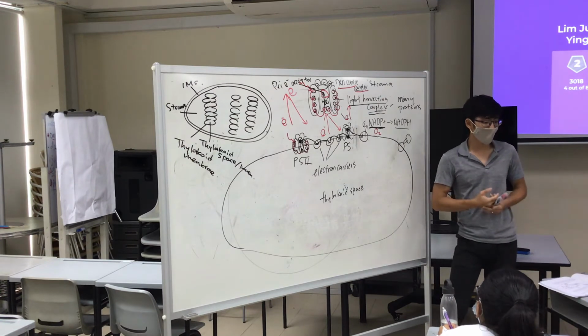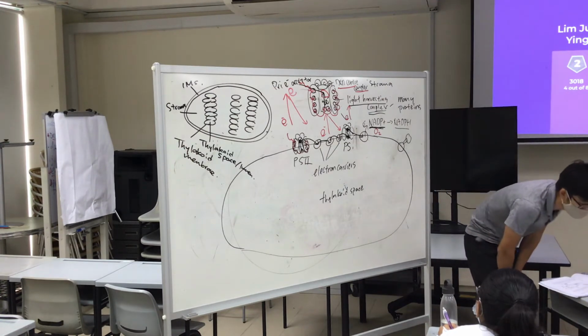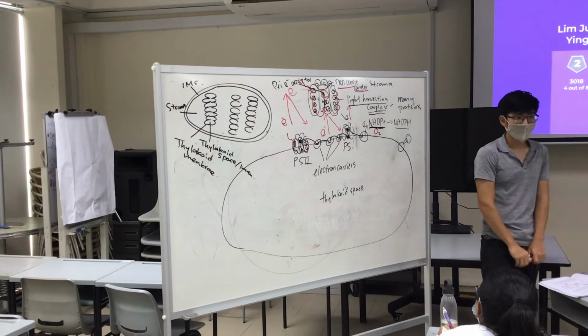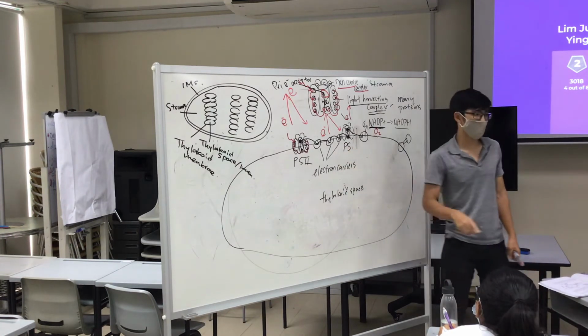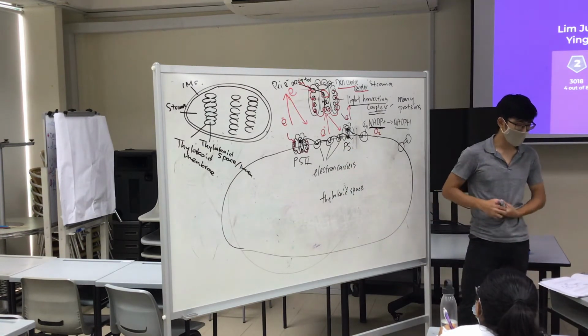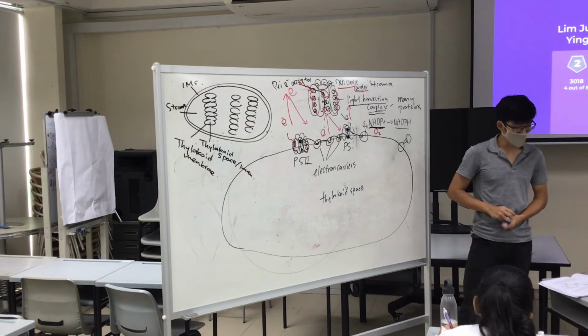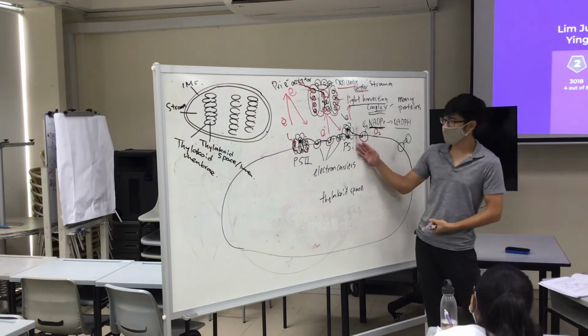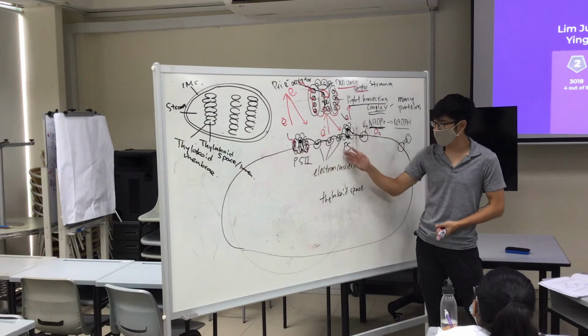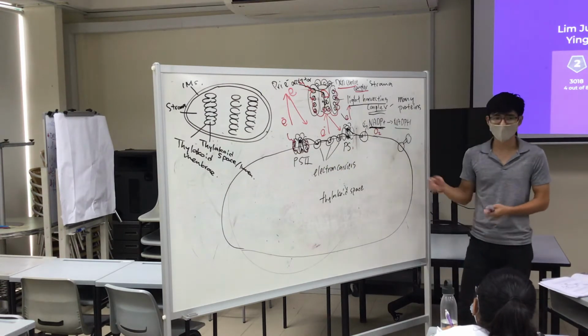So you see in your textbook there's a lot of additional things like the cytochrome complex. You actually don't need to know all those. They are just one of the electron carriers. So the most important thing you should know is that there's photosystem 1, photosystem 2, a bunch of electron carriers in between, and then there's ATP synthase.